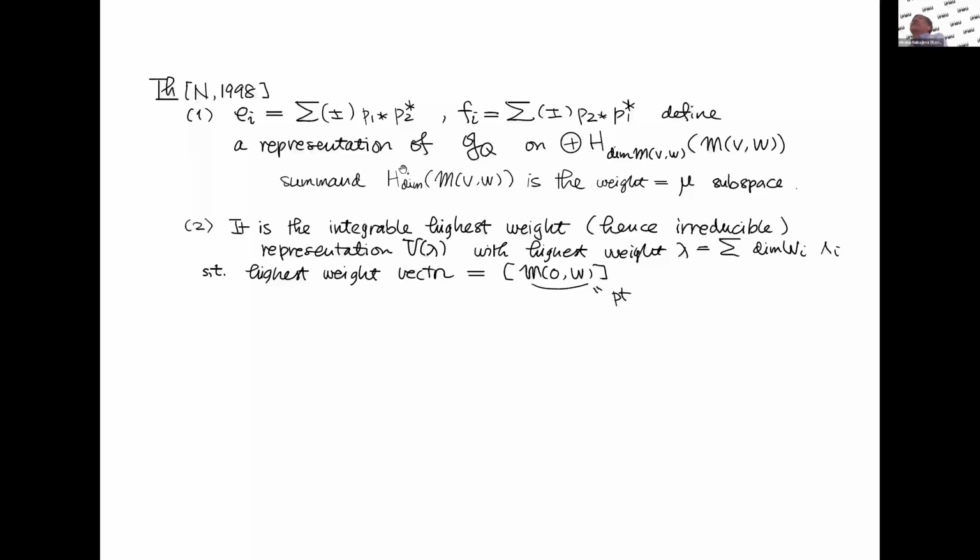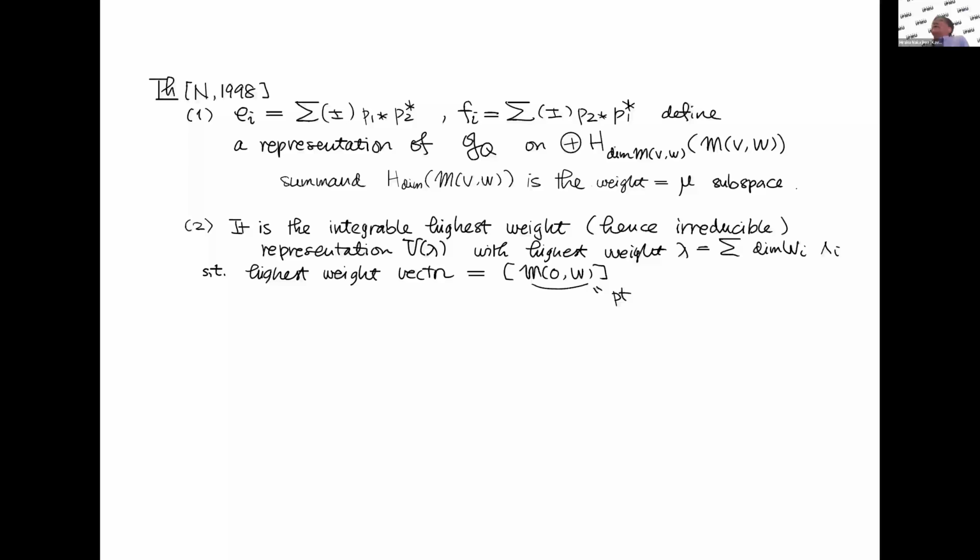Then this is the main result. I again consider the pullback and push forward, and I multiply by an appropriate sign and take a sum over all dimension vectors. This is my definition of E_I, and similarly for F_I, I just replace P1 and P2. And the main result says this defines a representation of the Kac-Moody Lie algebra on the top degree homology group of M, and on the direct sum of all the homology groups. And if I take a summand, this is a weight space, and this weight is mu, as I mentioned already.